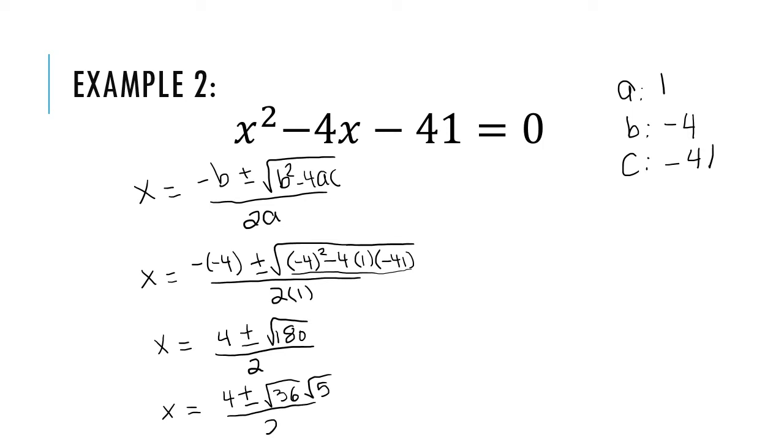So I'm trying to simplify the radical here. This means I have x equals 4 plus or minus radical 36, which is 6, and then I have radical 5, divided by 2. Now, we have this fraction that I need to simplify.